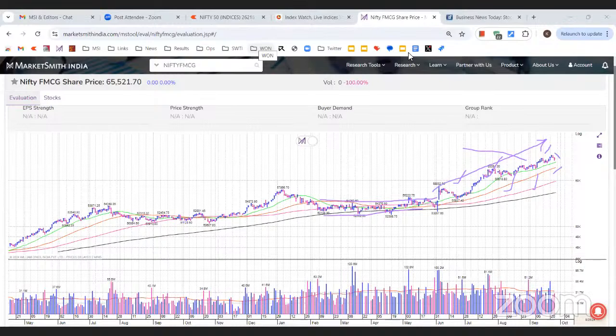You can write in the chat box if you have any query related to any stock. We'll analyze from the O'Neill's perspective and we'll try to give a clear picture and how to read charts as well.